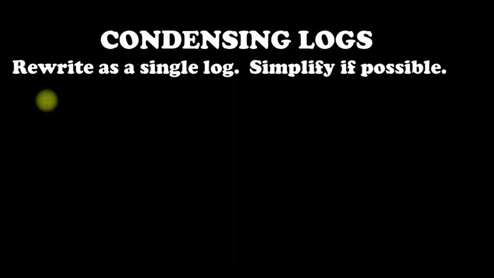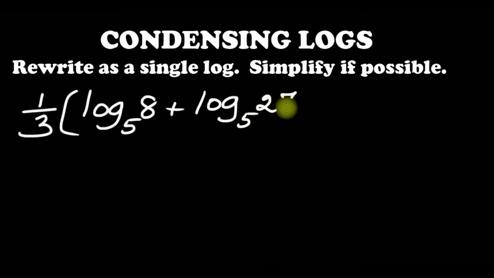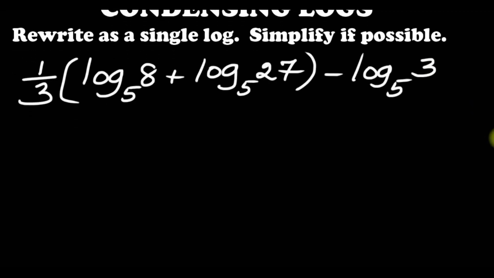So the next one you have 1 over 3 multiplied with log base 5 of 8 plus log base 5 of 27 minus log base 5 of 3. We are going to condense this expression, so turn it into a single log.